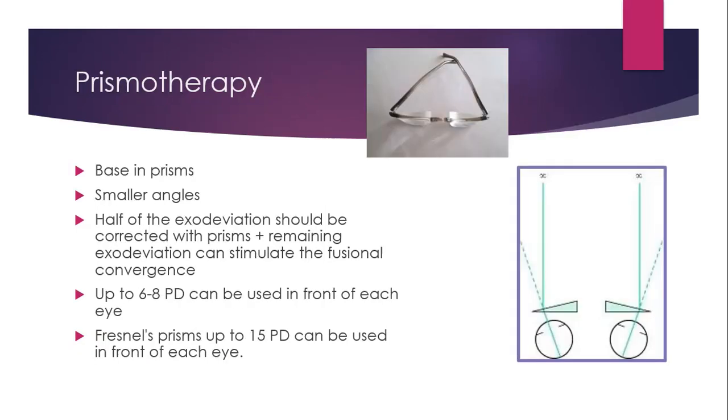Prism therapy can be tried in smaller angles with base-in prisms. It has been described that half of the exodeviation can be corrected with prism, and the remaining exodeviation can stimulate the fusional convergence and thus can control the exotropia. Up to 6 to 8 prism diopters can be tried in front of each eye, and Fresnel prisms can also be tried, about 15 prism diopters in front of each eye.